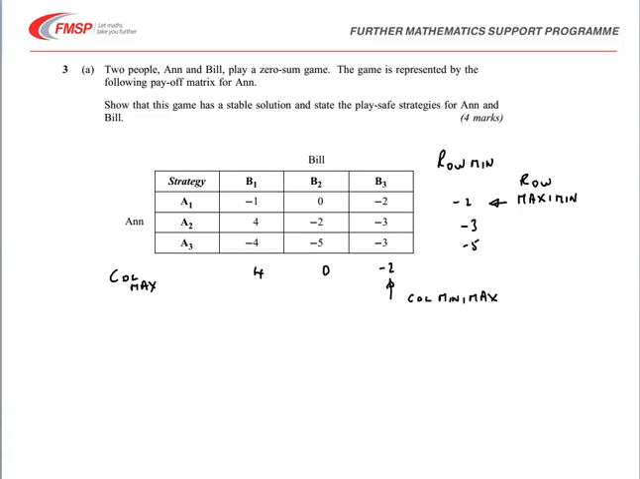So we can see that the row maxi-min is equal to the column minimax, and therefore we have a stable solution, in which case Anne plays strategy A1 and Bill plays strategy B3.